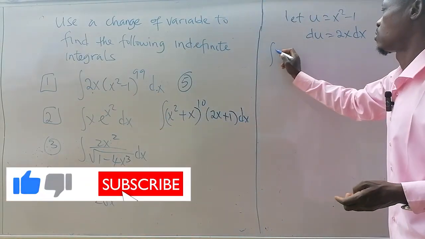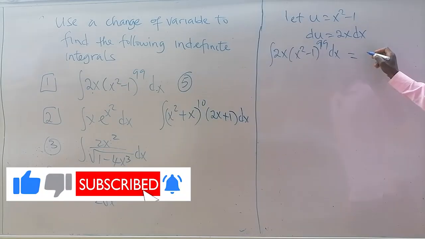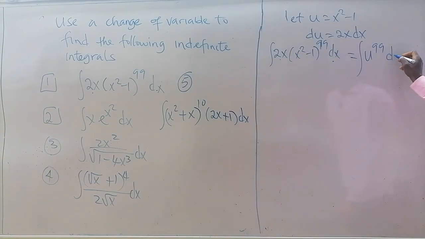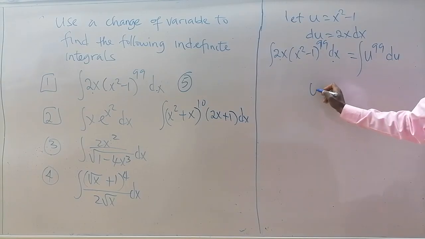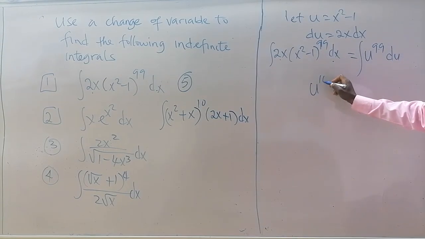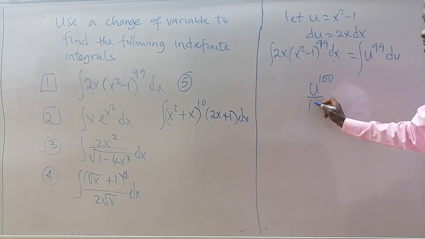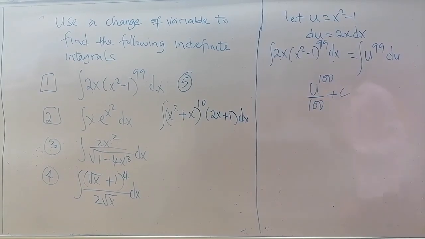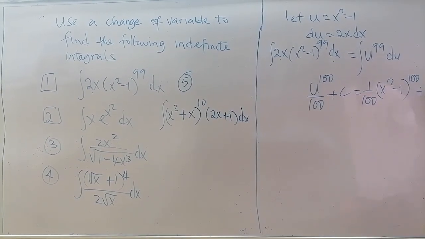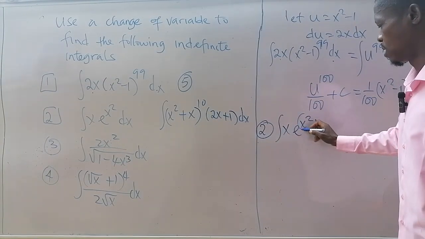Okay, so the question now, that'll be u to the power 99, and 2x dx is the du. So that will be equal to u to the power 99 plus 1, that's 100, over 100 plus c. Return the u back, and that will be equal to 1 over 100 times x squared minus 1 to the power 100 plus c. That ends that question.